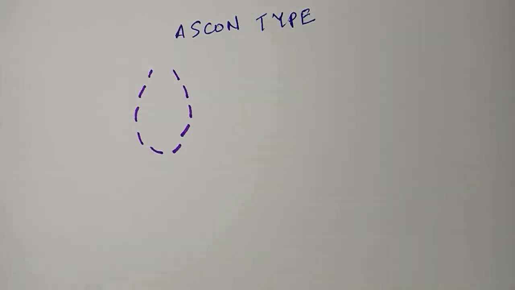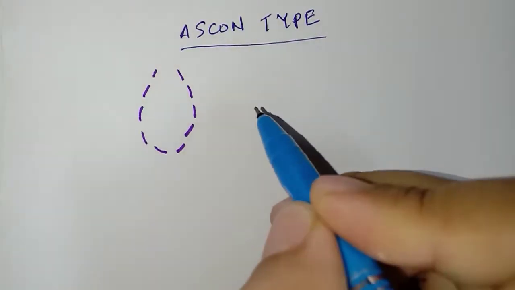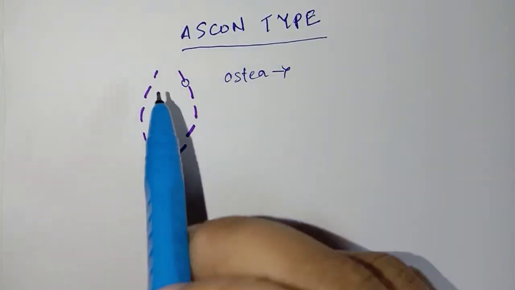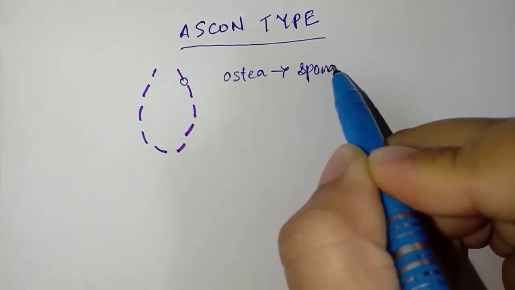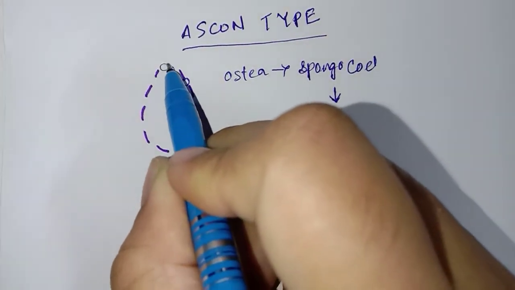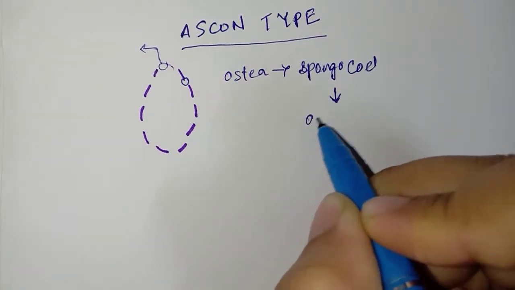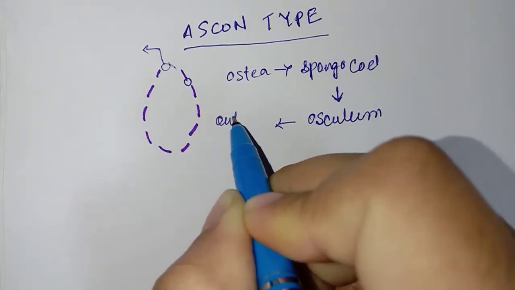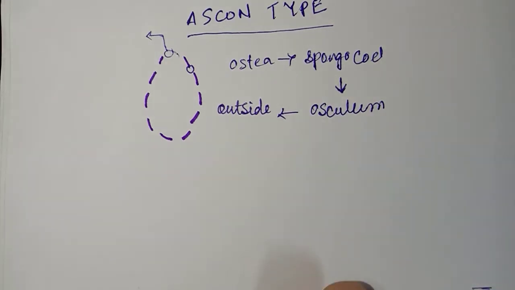So what happens here? The movement of the water in this Ascon type of canal system, first of all, with the help of the ostia, the water will enter into a cavity. That cavity is known as the spongiocele, and from this spongiocele, the water will be removed outside through another opening, and that opening is called the osculum. So this is the simplest type of canal system, called the Ascon type of canal system.